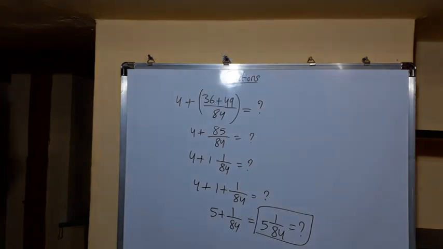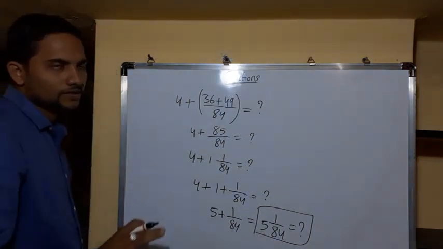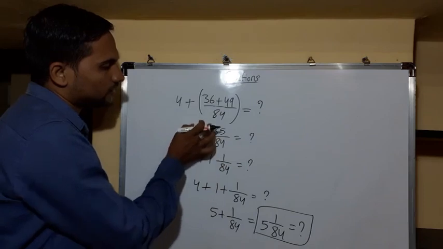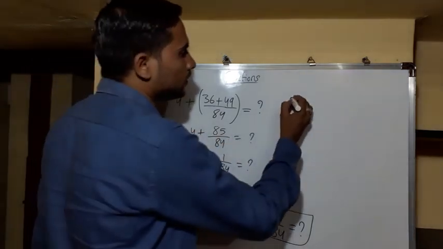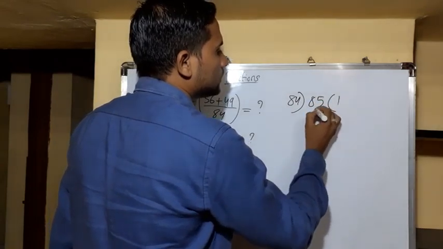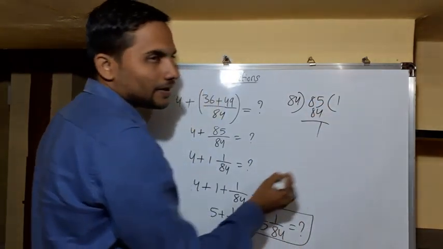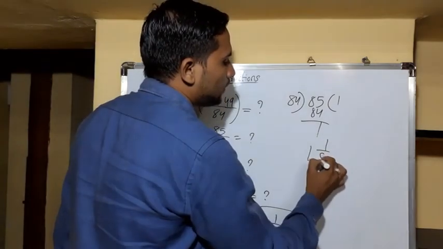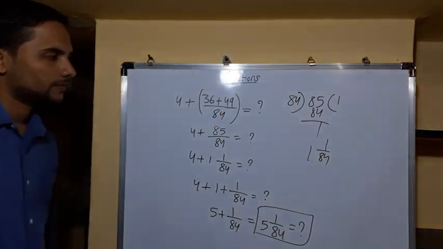So this is how we have to do friends. Very simple. And this term, if you are not getting how to do the division, you just follow the simple division. 84, 85, 1 times 84. Remainder will be 1. So 1 integer 1 by 84. That's what I have done. Understood friends?